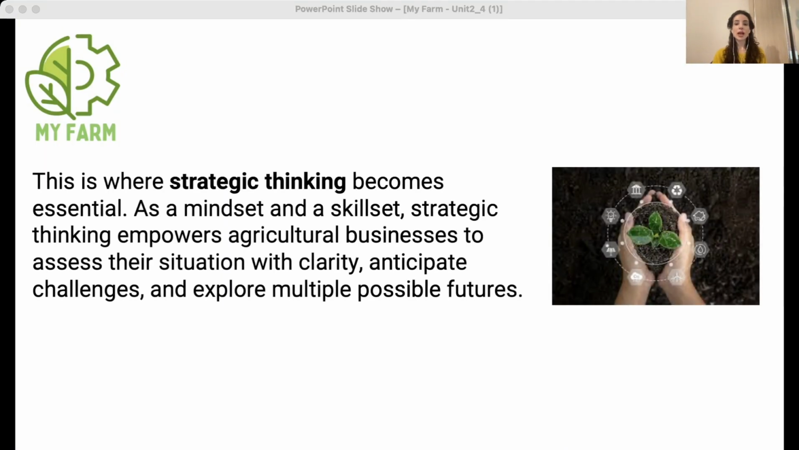This is where strategic thinking becomes essential. Strategic thinking is both a mindset and a skill set. It allows agricultural businesses to step back, assess their situation clearly, anticipate challenges before they arise, and consider more than one possible path forward. Instead of focusing only on immediate problems, strategic thinking opens up space to plan for different future scenarios and make more deliberate, informed choices.